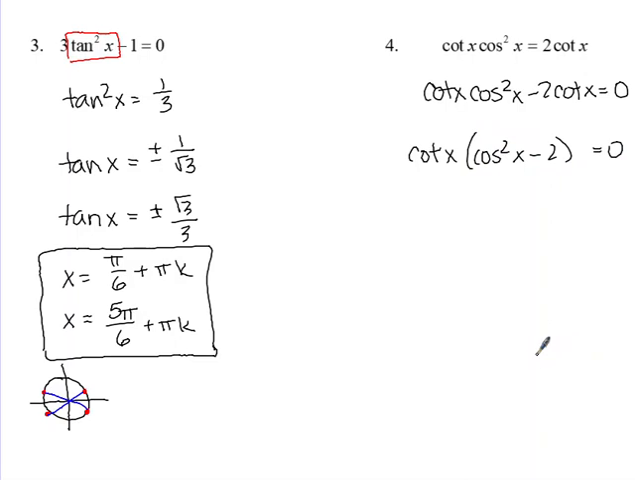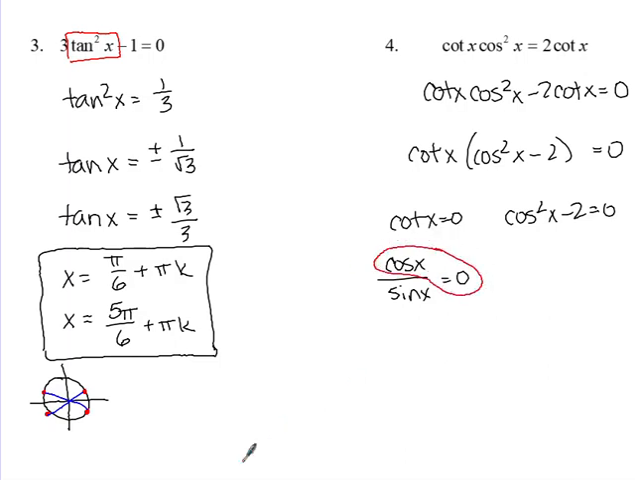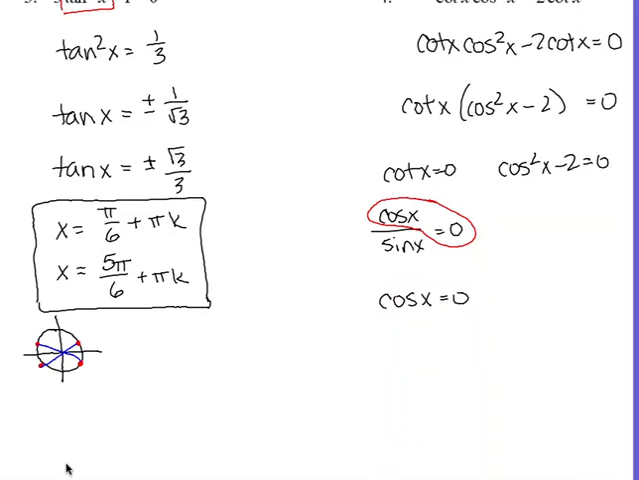Well, since we just factored, we can set each of these factors equal to 0. So I have cotangent of x equals 0, and cosine squared of x minus 2 equals 0. So let's just focus on cotangent of x equals 0 first. We know that cotangent of x is cosine of x over sine of x. And for a fraction to equal 0, the numerator has to equal 0. So really, we're just looking at when is cosine equal to 0.